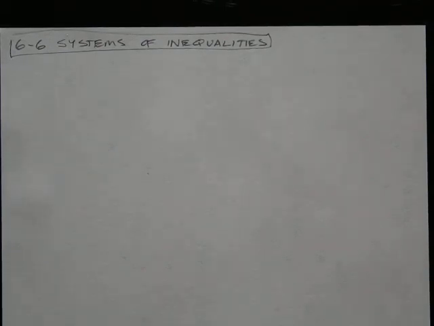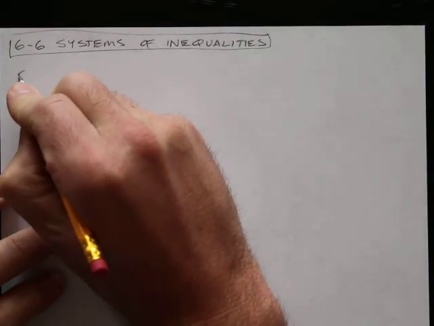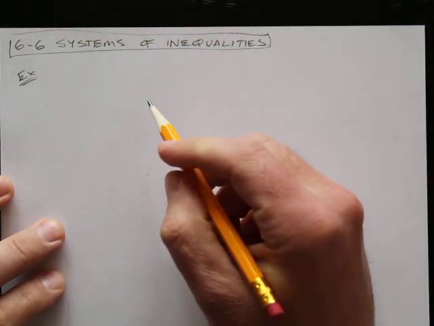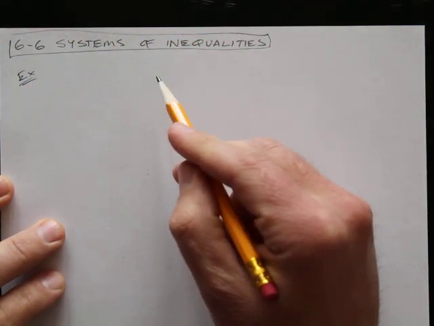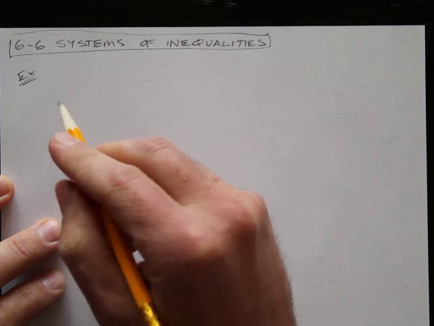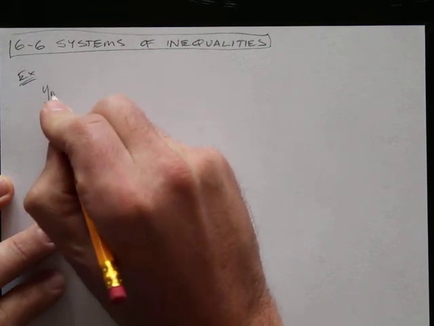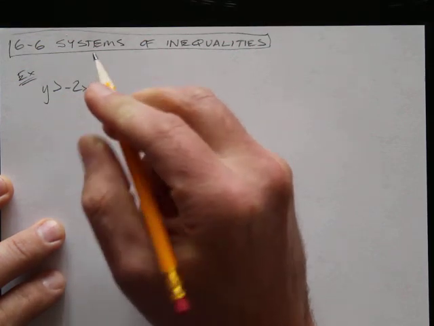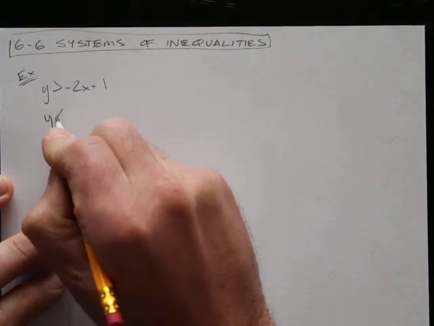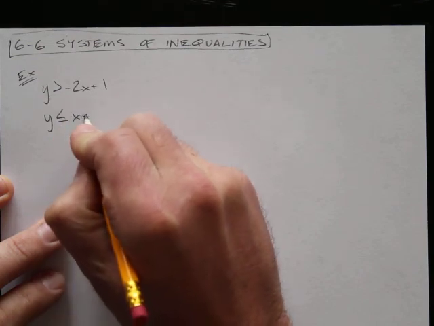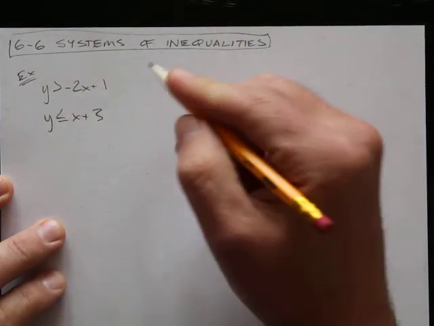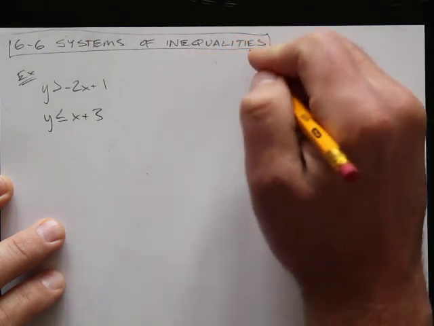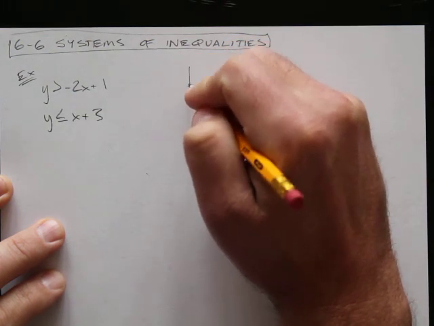Algebra 1, 6-6, Systems of Inequalities. So we've been talking about systems of equations, which are two lines or more on the same coordinate plane. And now we are going to have two inequalities on the same coordinate plane, and we are going to solve those. Solve meaning, well, we're going to find the intersection, and then since these are inequalities, we're going to find much more than that.